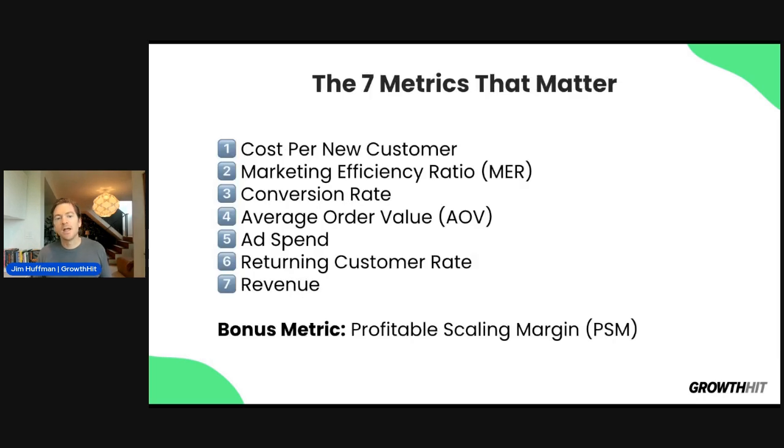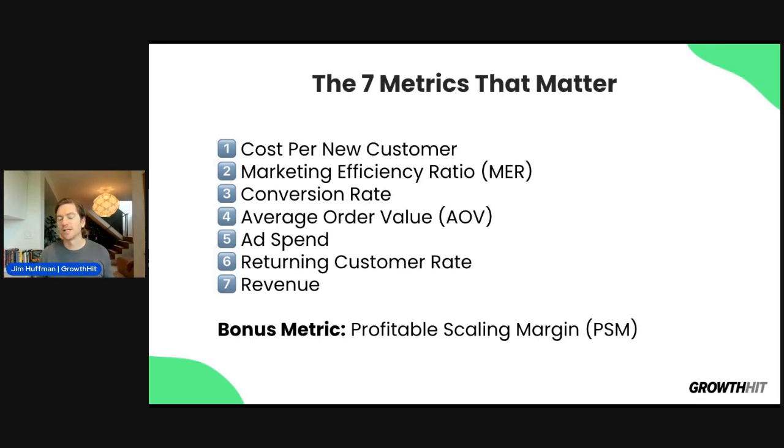So these are the 7 metrics. The first 2 are my scaling metrics: cost per new customer and marketing efficiency ratio, also known as MER. The next 2 are health of the website: conversion rate and average order value. Then I'm looking at ones that give me context on scale, ad spend and revenue. And for businesses, especially where retention is the lifeblood of sales, it's returning customer rate.